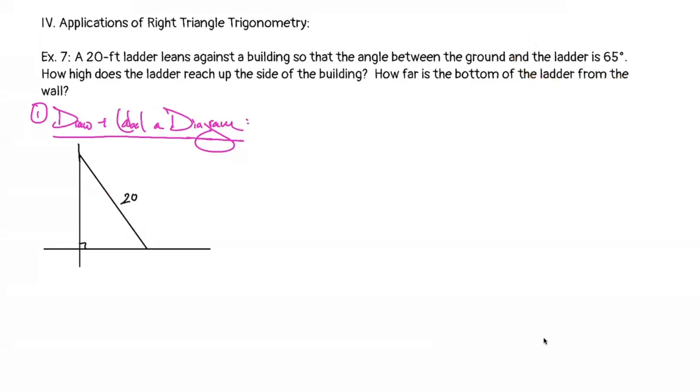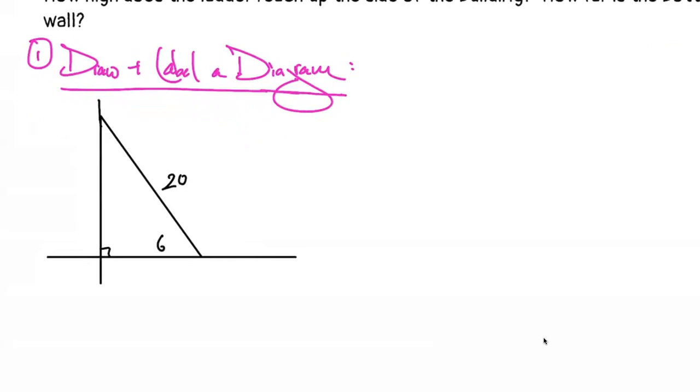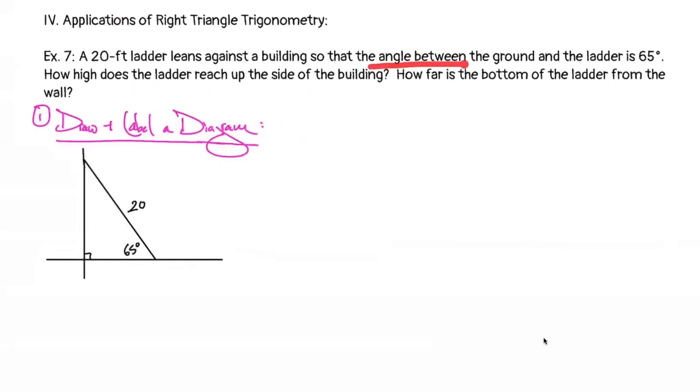Where's the 65 degrees go? Bottom right. All right, 65 degrees. Nice. And the reason we know that is because it's the angle between the ground and the ladder, right? If we put the 65 up here, that would mean maybe we didn't read the question carefully, that we thought it said between the ladder and the wall, but it said the ground and the ladder. Okay, so there's two parts to the question, but let's take a look at the first part first.